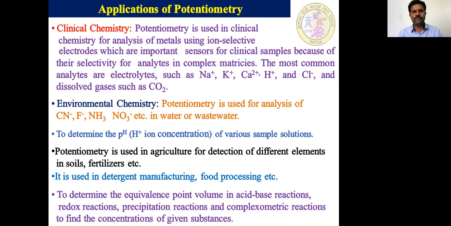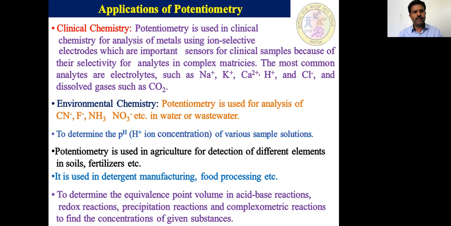Potentiometry is used for analysis of cyanide, fluoride, ammonia, nitrate, etc. in water or wastewater samples. And potentiometry can be used to determine the pH of various sample solutions. It is also used in agriculture for detection of different elements in soils as well as fertilizers. Potentiometry is also used in detergent manufacturing and food processing.